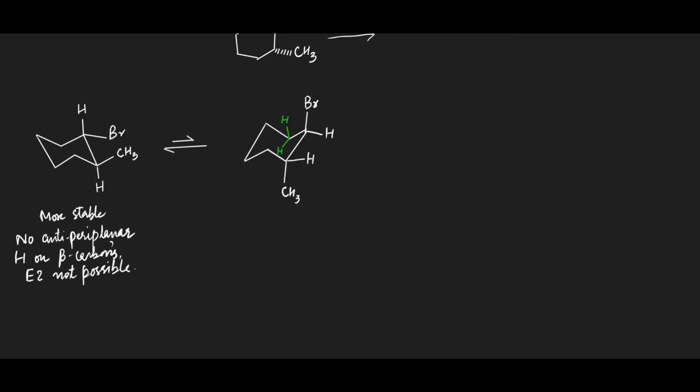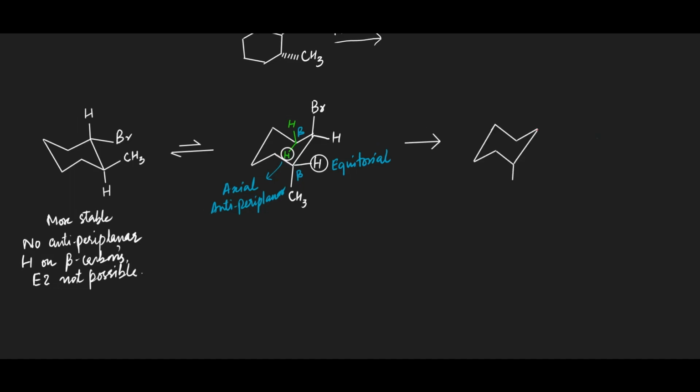With respect to bromine, 2 beta carbons are there. This beta carbon has only 1 hydrogen, which is equatorial and hence not anti-periplanar to axial bromine. This beta carbon has 2 hydrogens, 1 axial and 1 equatorial. Only this axial hydrogen is anti-periplanar to bromine and is eliminated with bromine to form a double bond. Thus, this elimination doesn't follow the Zaitsev rule to form the more substituted alkene.